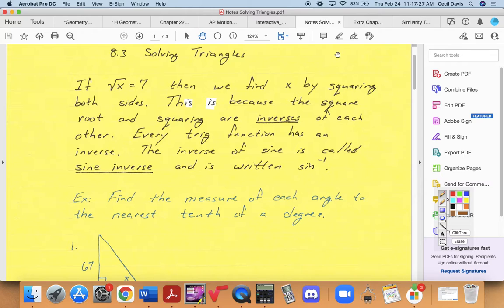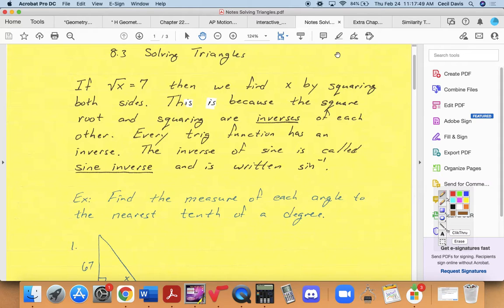If we have the square root of x equals 7, we can find x by squaring both sides, right? Because squaring is the opposite, or the inverse operation, of the square root. All of the trig functions also have inverses. So the inverse of sine is called sine inverse, or you can call it inverse sine. I've seen books do both.